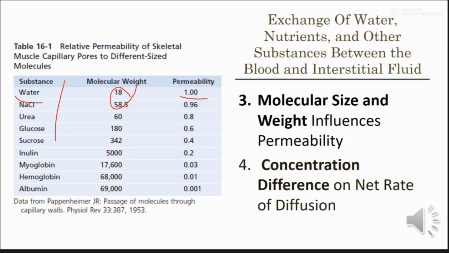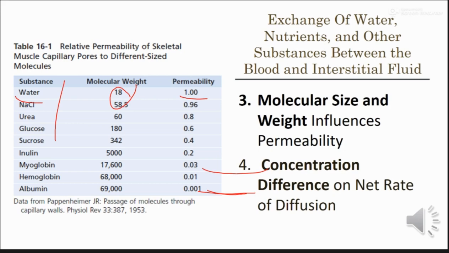Let's go now to the concentration difference or net rate of diffusion. It just means that the greater the difference between the concentration of any given substance on the two sides of the capillary membrane, the greater the net movement of the substance in one direction through the membrane. For example, the concentration of oxygen in the capillaries, carried by red blood cells, is normally greater than in the tissues, in the interstitial fluid. Therefore, large quantities of oxygen will normally move from the blood towards the tissues. And carbon dioxide, since it is numerous in the tissues, will go to your capillaries.